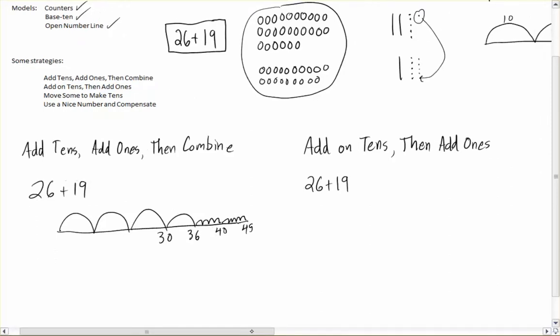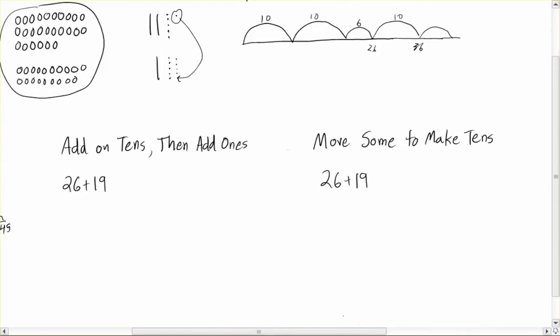A slightly different strategy is to add on tens and then add ones. So the thinking here, if I'm doing 26 plus 19, I'll start at 26 and I'll add 10 more to get to 36, and then I'll go ahead and add the 9 more. On the open number line, you maybe don't even need to show getting up to 26. You can just start at 26, add on my 10 for my 19, get up to 36, and then add 9 more. I could do 4 at a time to get to 40, and then 5 more to get to 45.